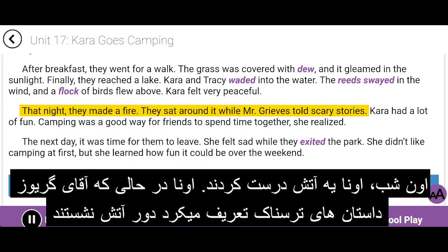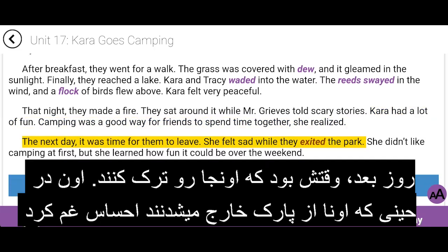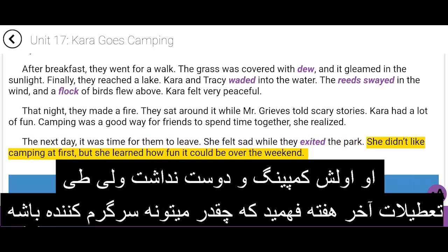They sat around it while Mr. Greaves told scary stories. Kara had a lot of fun. Camping was a good way for friends to spend time together, she realized. The next day it was time for them to leave. She felt sad while they exited the park. She didn't like camping at first, but she learned how fun it could be over the weekend.